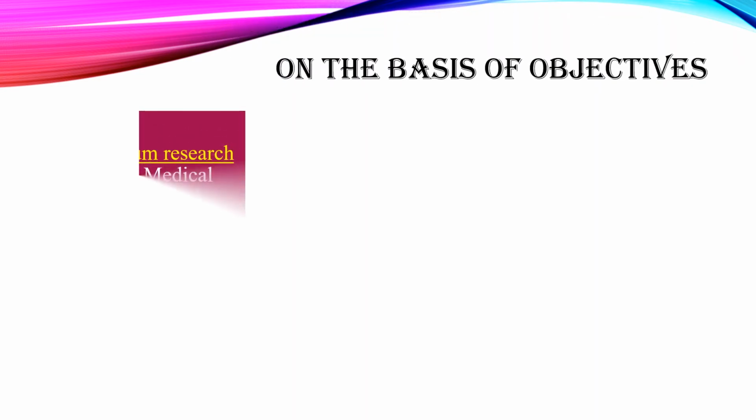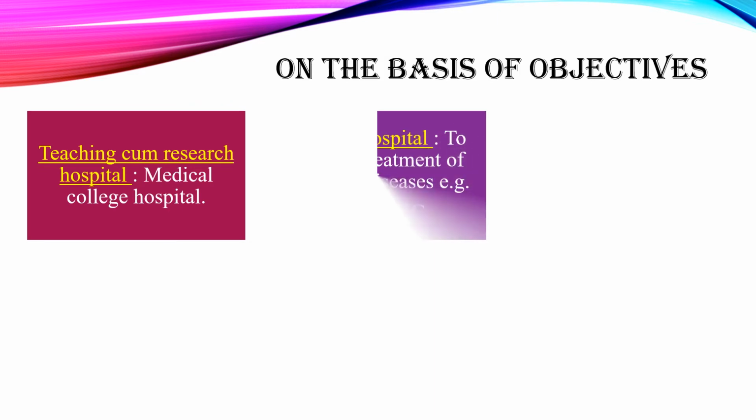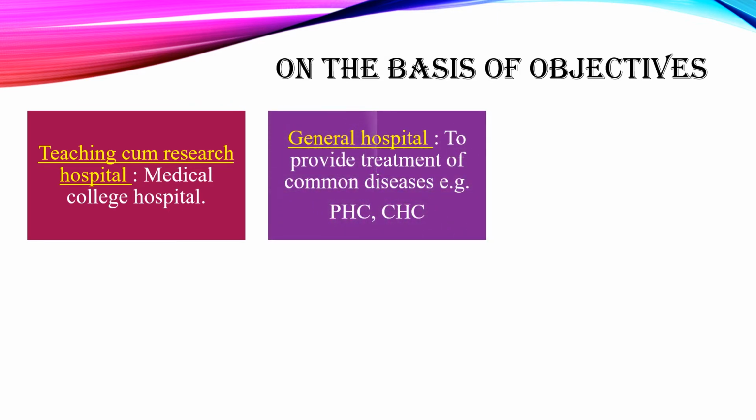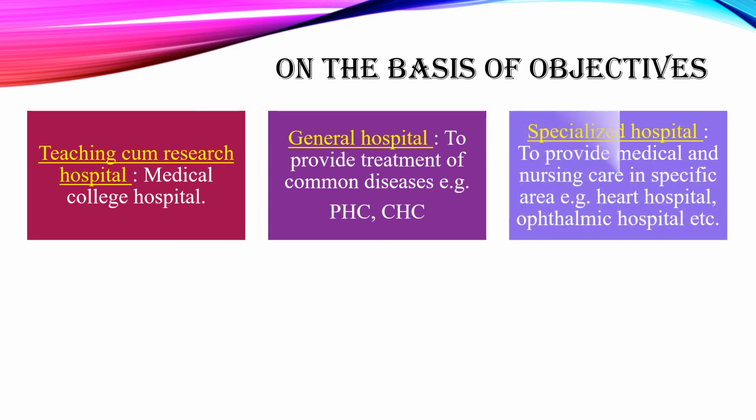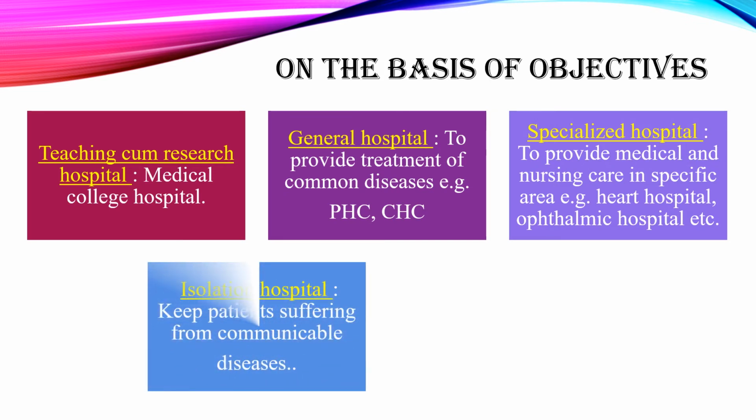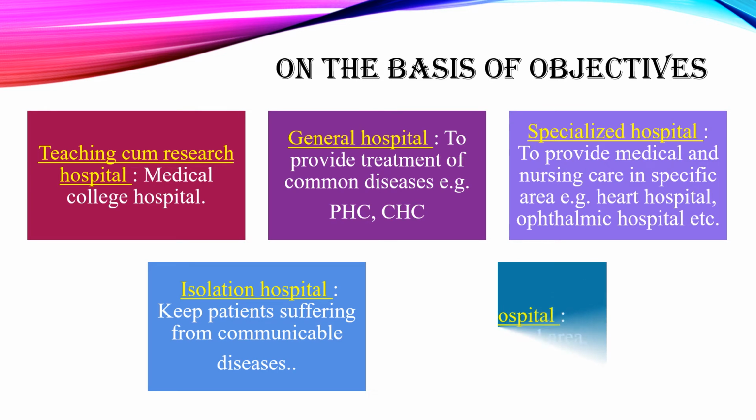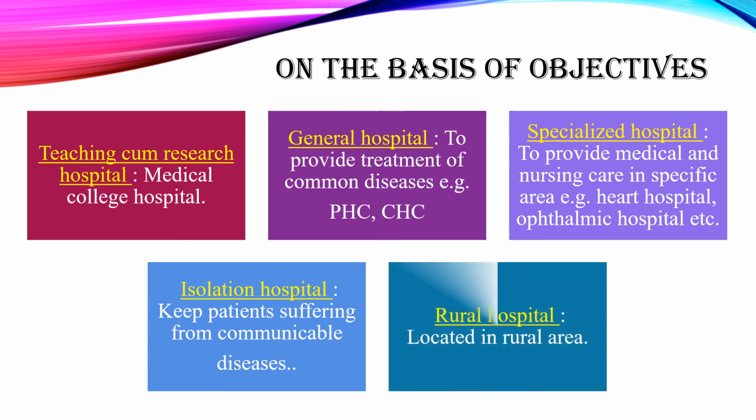On the basis of objectives, the hospitals can be classified into a teaching cum research hospital, like in the case of a medical college hospital, a general hospital to provide the treatment of common diseases, for example in a PHC or a CHC, a specialized hospital to provide medical and nursing care in a specific area, in the case of a cardiac hospital or an ophthalmic hospital, an isolation hospital which keeps the patients suffering from communicable diseases, and a rural hospital which is located in a rural area.